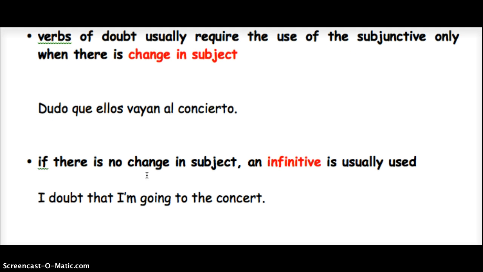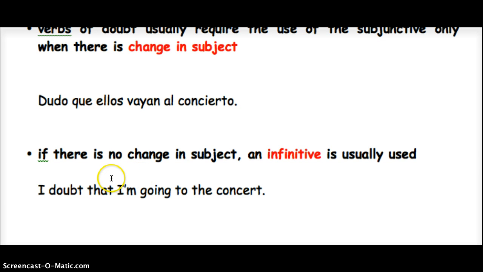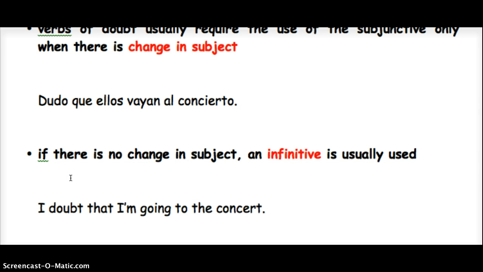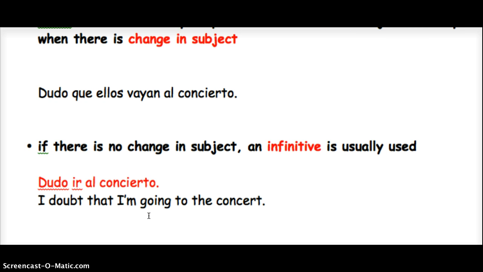If there's no change in subject, an infinitive is usually used. So in this case, I doubt is dudo again. I'm doing the doubting and I'm doing the going. So you just say dudo ir al concierto. You do not have to put, even though it sounds like you need a K and you need to have a conjugated verb, you don't need to because there's no change in subject.